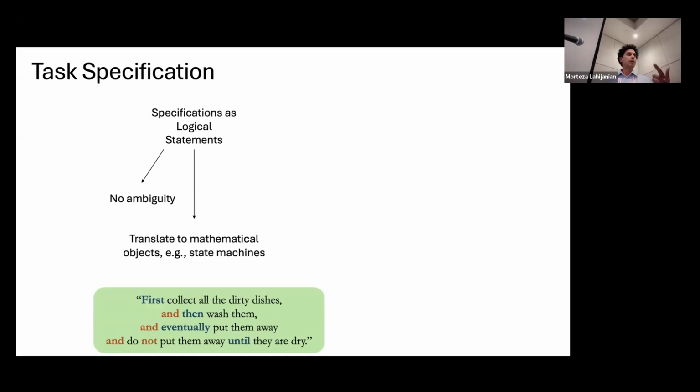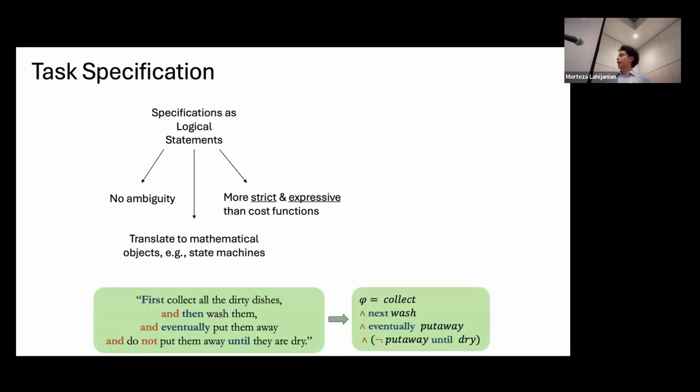Specifically, I'm looking at temporal logics. They are a lot more strict and expressive than cost functions. And in fact, you can use cost functions in conjunction with these temporal formulas. So if I have a task that says, first collect all the dirty dishes, and then wash them, and eventually put them away, and do not put them away until they're dry, I can actually write that in a temporal logic, a linear temporal logic formula that looks like this.